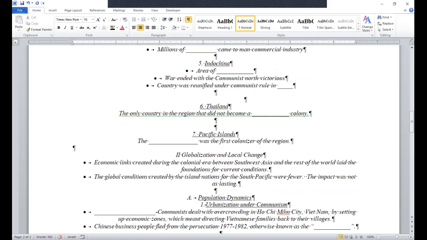Indochina, the area of Vietnam. Just go east across that sub-region up there from Myanmar over to the South China Sea, and you can see Vietnam. The war ended between the U.S. and the North Vietnamese with the Communist North victorious. The country was reunified under communist rule in 1975.